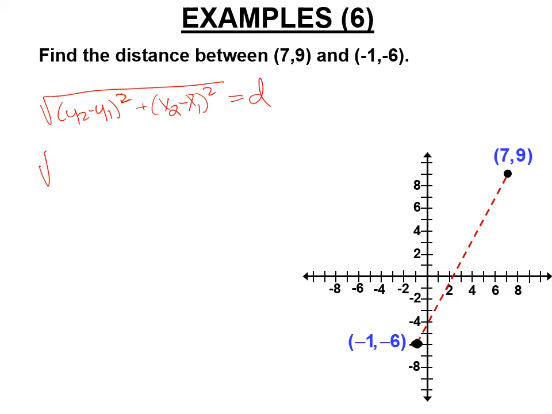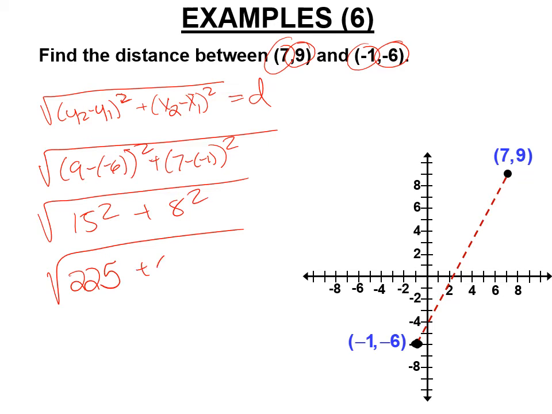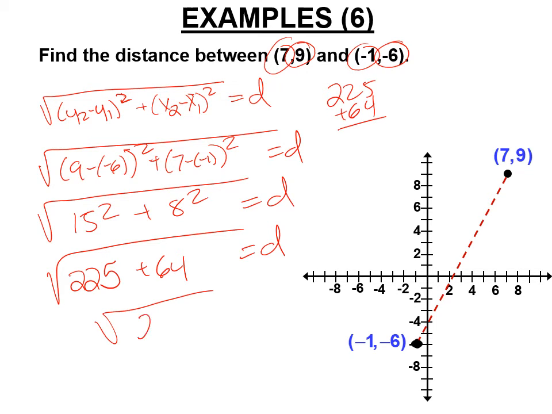Okay, so let's do that. So we subtract the y's, 9 minus negative 6, right? 9 minus negative 6, that whole thing squared would be 15 squared, which would be 225. Okay. Subtract the x coordinates. I started with the 9, so let's be consistent. 7 minus negative 1 squared is 8 squared, which is 64. All right, and then I'm just going to make that all equal to this distance. And so 64 plus 225 is 289.